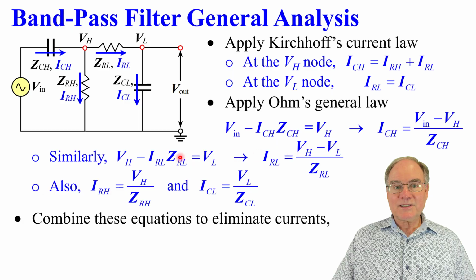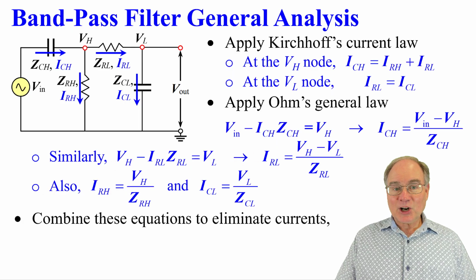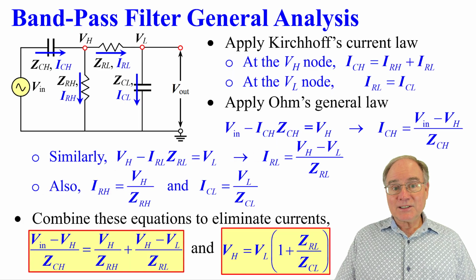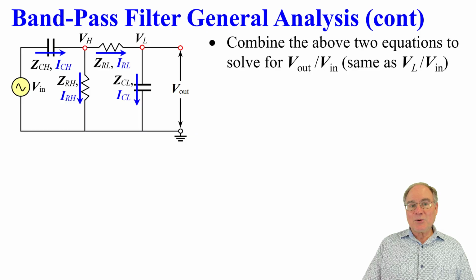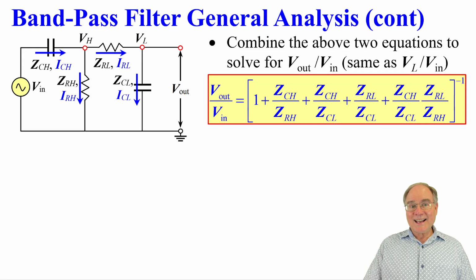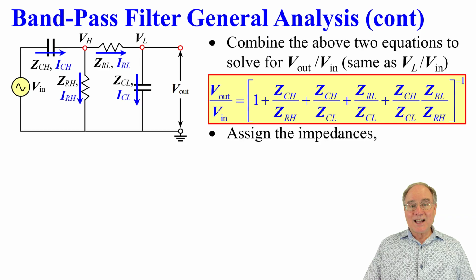We combine all these equations to eliminate the currents, and we get these two equations in terms of the two phasor voltages and the impedances. We combine these two equations to get an expression for the output ratio Vout to Vin, which is the same as VL over Vin, as I mentioned previously. Here's the expression I get, leaving everything in terms of impedances, which we now must assign.